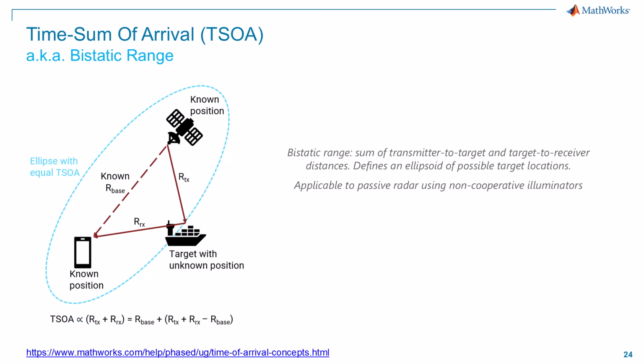TSOA, time sum of arrival, also called bistatic range, is increasingly relevant for passive radar. The concept: the sum of transmitter-to-target and target-to-receiver distances defines an ellipsoid of possible target locations. If you know the transmitter position, a broadcast tower or GPS satellite, and your own receiver position, one TSOA measurement constrains the target to an ellipse. Multiple measurements from different geometries give you a position fix. The equation at the bottom shows the relationship explicitly.